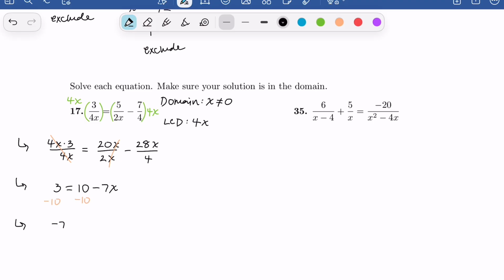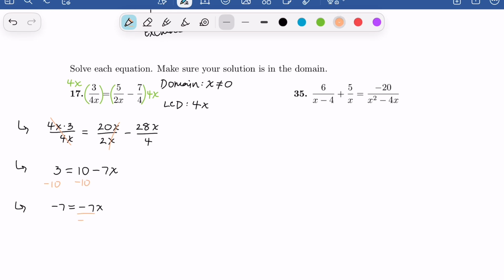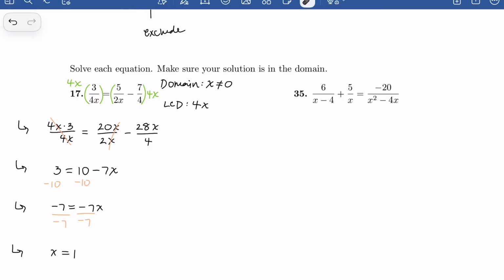Doing that, we're going to get negative 7 is equal to negative 7x. So lastly, we're going to divide both sides by negative 7. We're going to get that x is equal to 1. Now, once we get this solution, like I said before, this is a proposed solution.